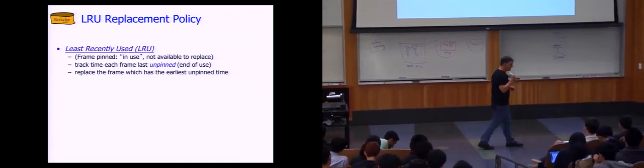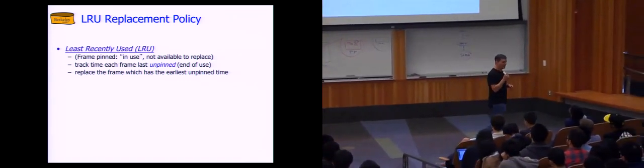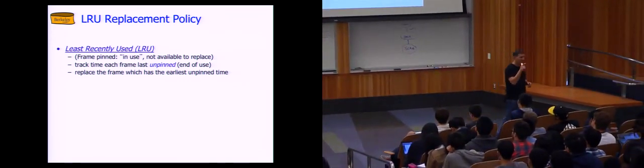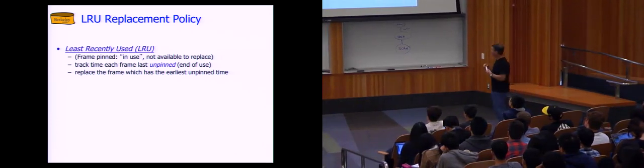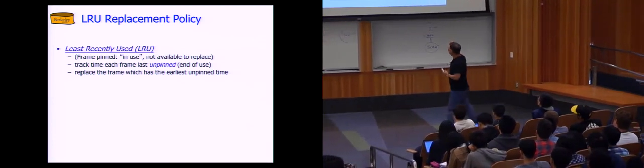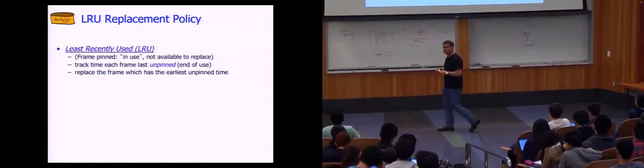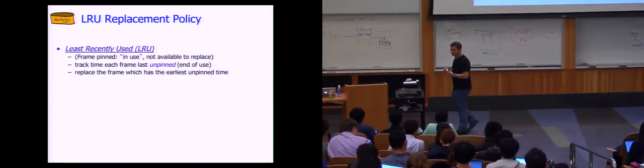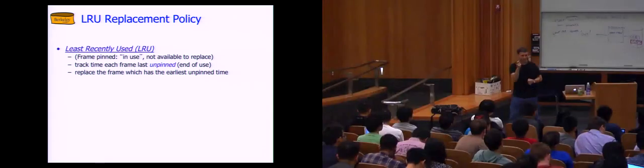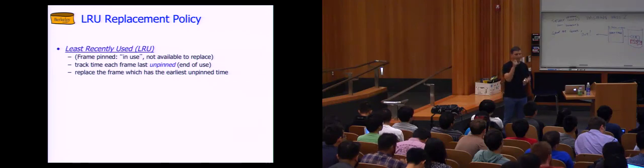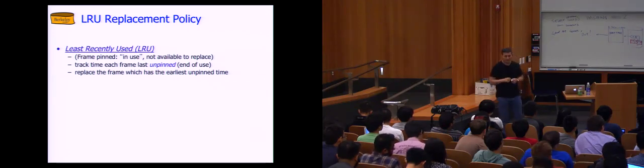When something is unpinned, that means it's done being used. And that's when we timestamp it. So when the pin count goes to 0, that's when we set the use time. That was the last time of use. And then we just look at the frame which has the earliest unpinned time. That's the least recently used in our notion of use. Okay? So pinning and use are very coupled here. It's not just access. It's actually unpinning to 0 that counts as end of use.